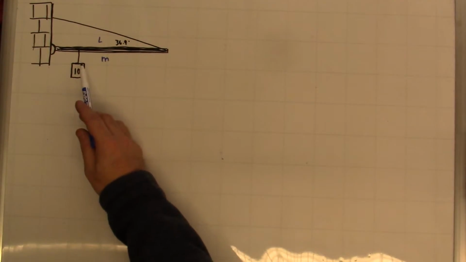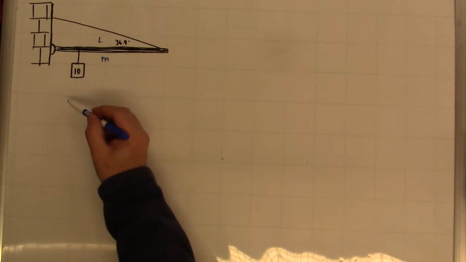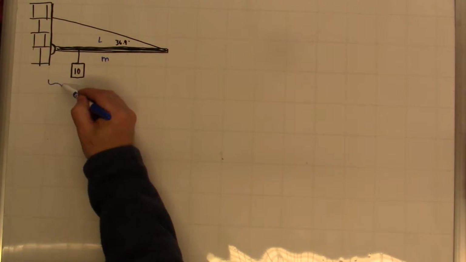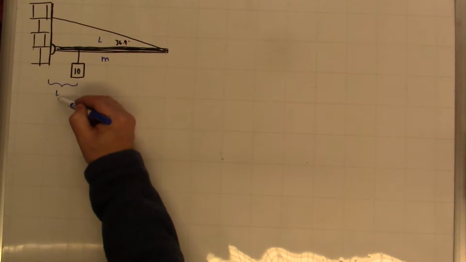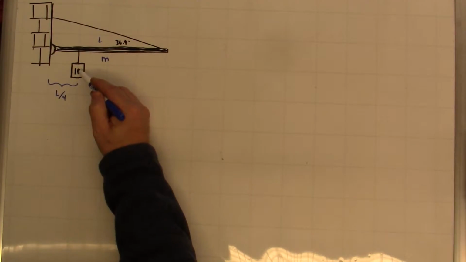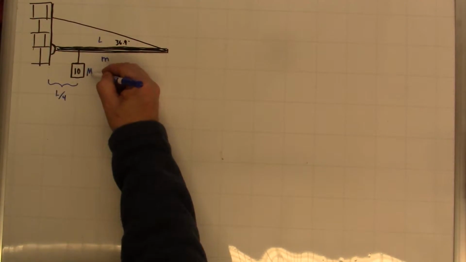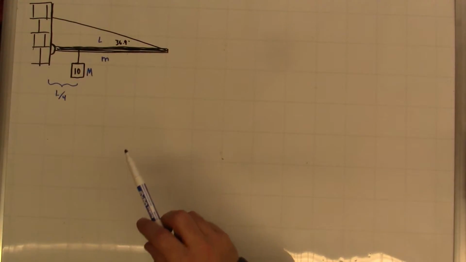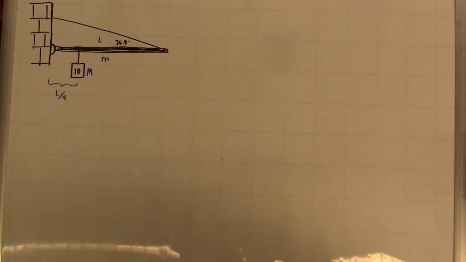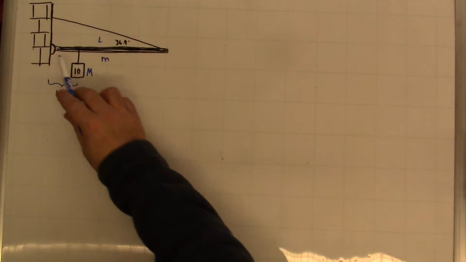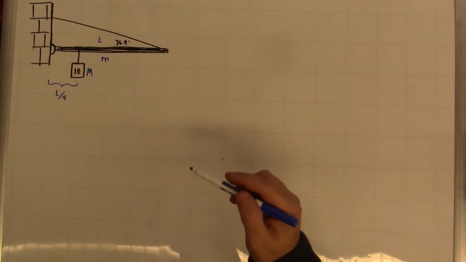Hanging from here is a 10 kilogram sign, and we'll say it's hanging a quarter of the way over at a distance of L over 4, and it has mass 10, and we're going to call that big M. So the question is, what is the tension in the string that holds it steady? To do this, because it's a rigid object free to rotate, we have to draw a force diagram for the whole boom arm.